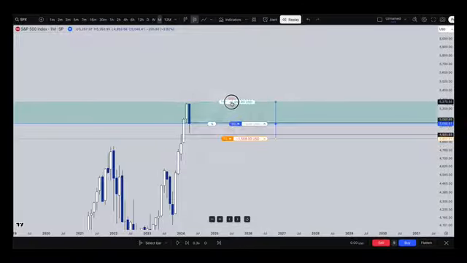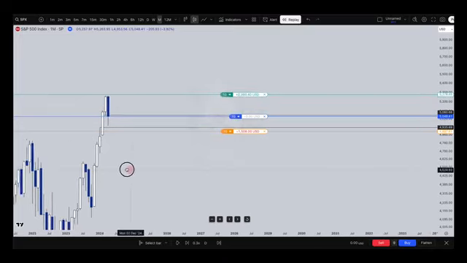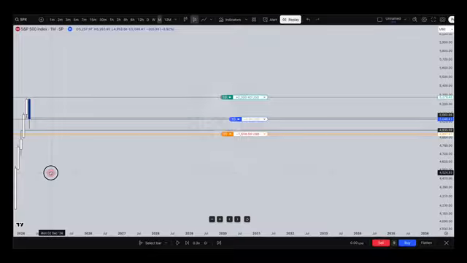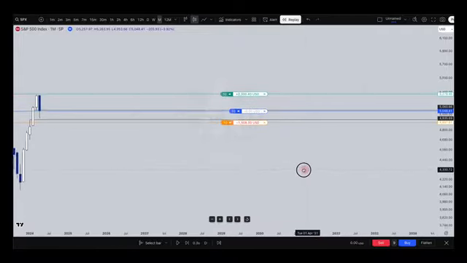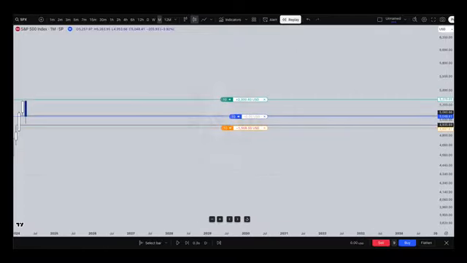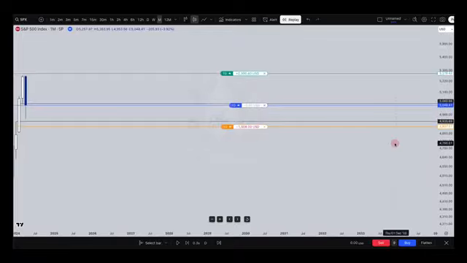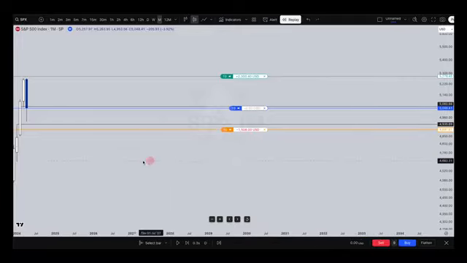Since we're not going to look at what's going on behind the chart, we're just going to assume that this is what we're starting off with. I wish the candles get bigger. Hold on. We're just going to assume that this is what we're starting off with, right?